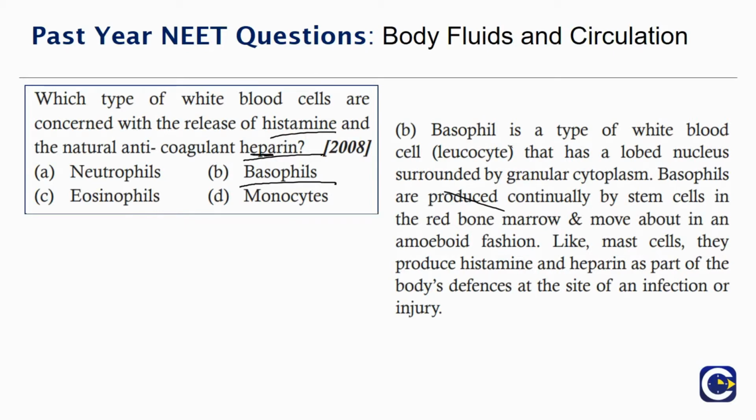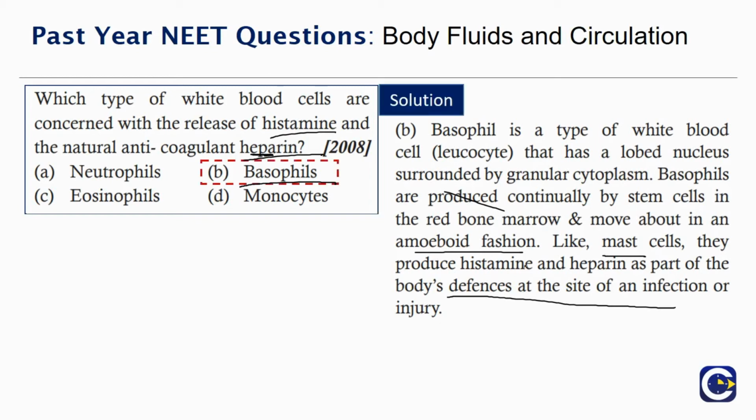Basophil is a type of WBC that has a lobed nucleus surrounded by granular cytoplasm. Basophils are produced continually by stem cells in the red bone marrow and move about in amoeboid fashion. This is their movement type. Like mast cells, they produce histamine and heparin as part of the body's defense. So mast cells also produce histamine and heparin, an additional fact to be known. So the answer is basophils.